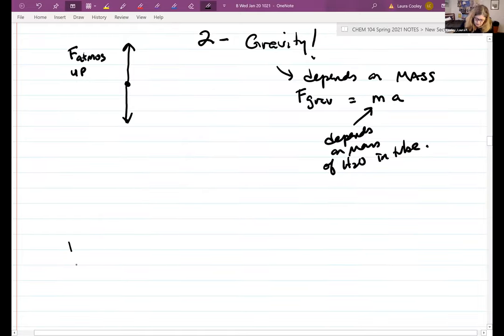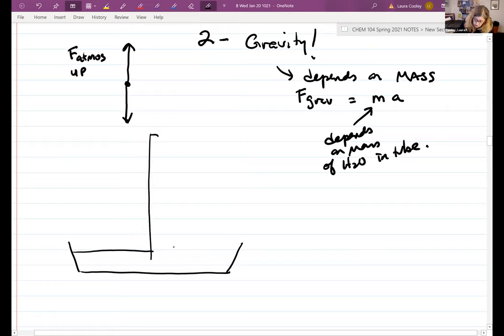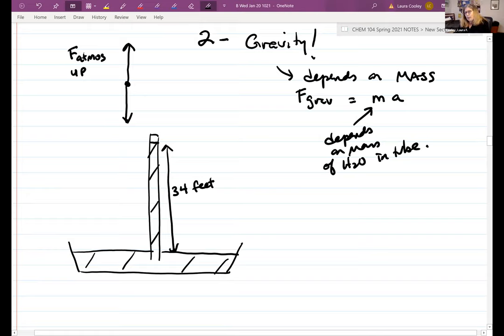How high would I have to make that tube? It would have to be extremely tall. Anybody want to guess how tall it would have to be to start seeing a space on the top? This is another very 34 feet. I was going to say 14. Sorry? Nothing. Okay. So it would literally have to be 34 feet high to start seeing a space over here.